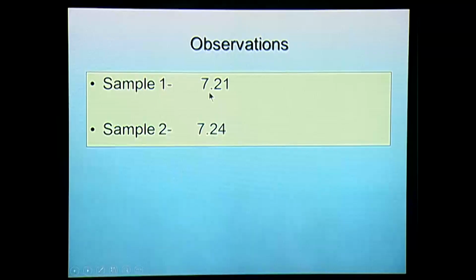We observe that the first sample has a pH of 7.21, while sample 2 has a pH of 7.24. So both these pH values are ideal for sustaining the biotic community.